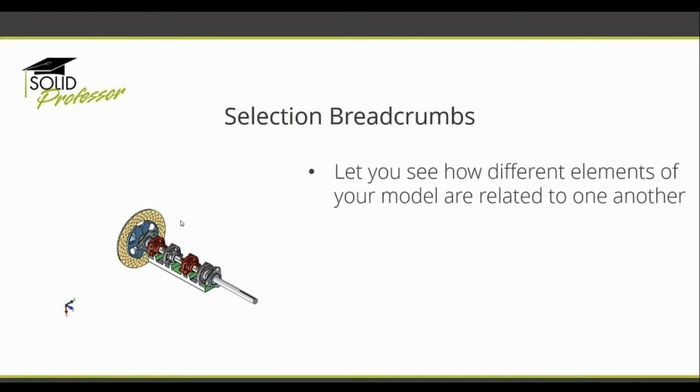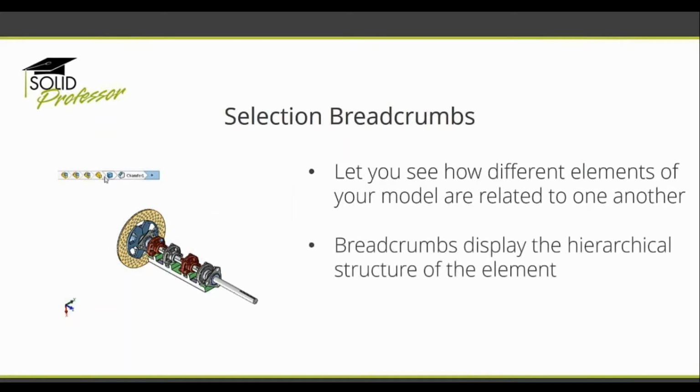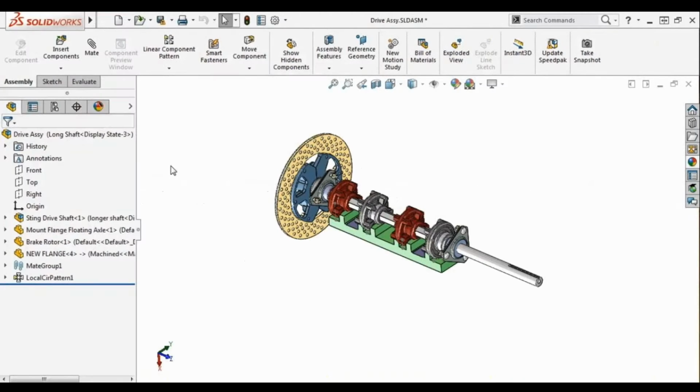Selection breadcrumbs lets you see how the different elements of your model are related to one another. When you select an element, the breadcrumbs display the hierarchical structure of the element, along with the corresponding mates of a component or the sketch or feature.